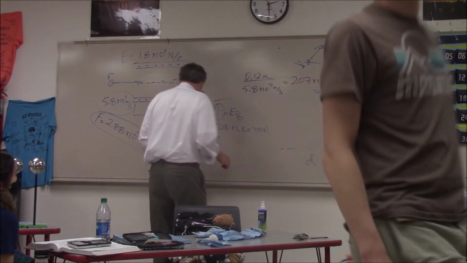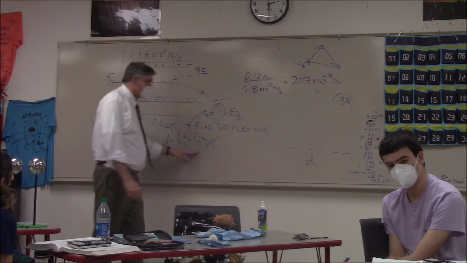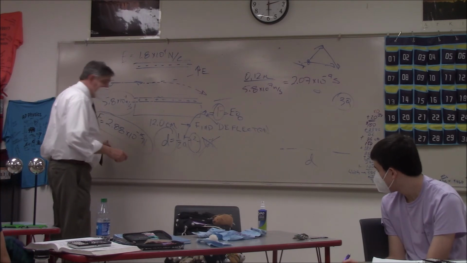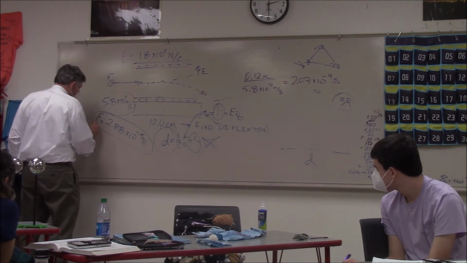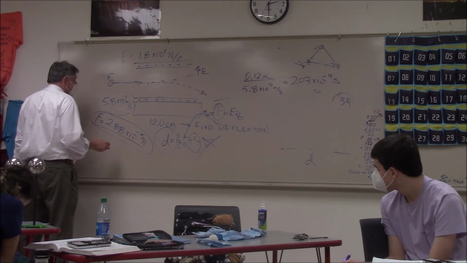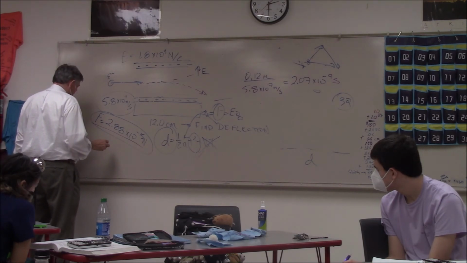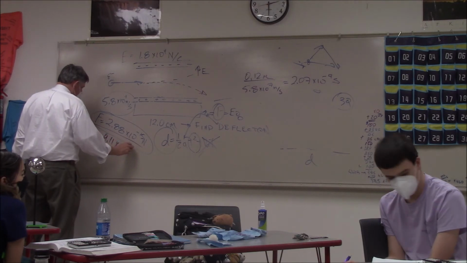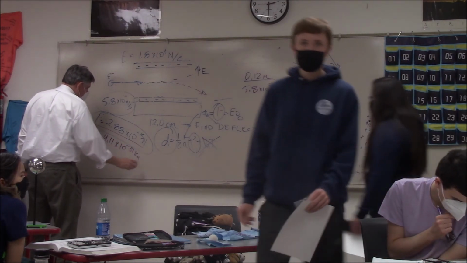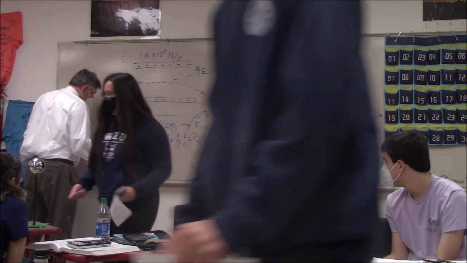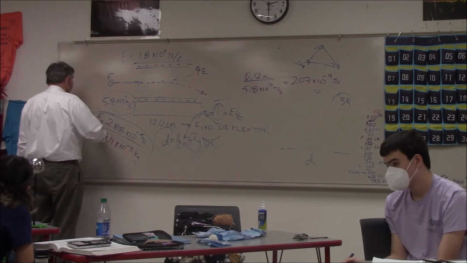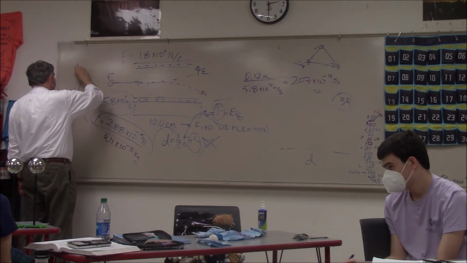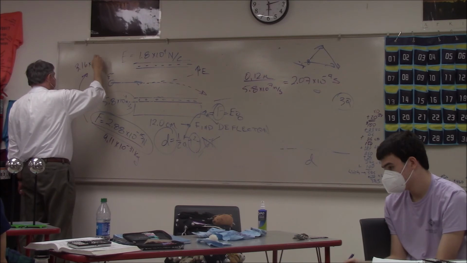Now I've got my time, so I just need my acceleration. Here's my force. If I take that force and divide it by the mass of an electron, what's the mass of an electron? 9.11 times 10 to the negative 31st kilograms. So I'm going to take this force and divide it by that mass, and what do you get as your acceleration? 3.16 times 10 to the 15th meters per second squared.